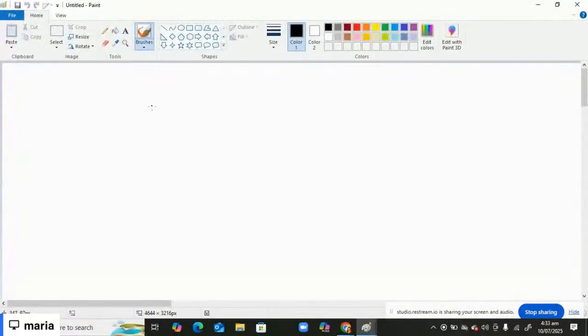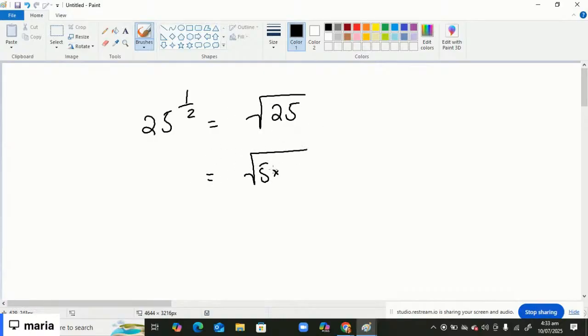I'm going to tell you. Let's suppose here is, for example, 25 and then here is the power half. So this is shown that way. 25 inside of the square root, and 25 is 5 times 5, and then 25 is 5 squared, and then this is 5.